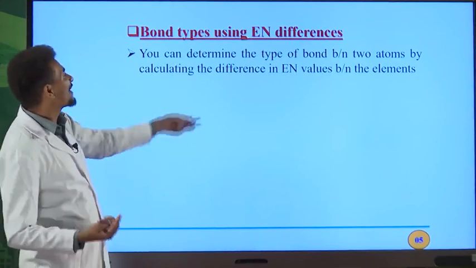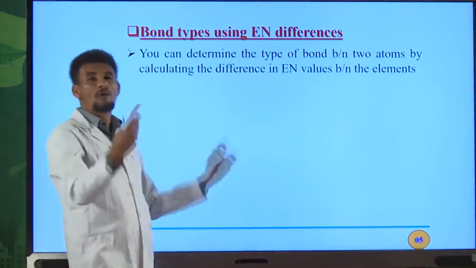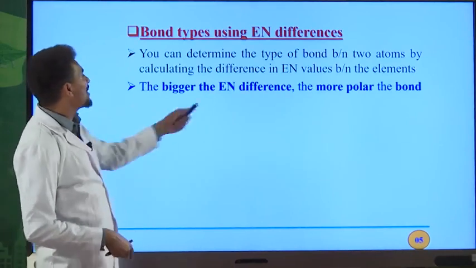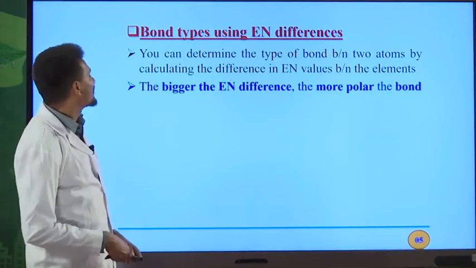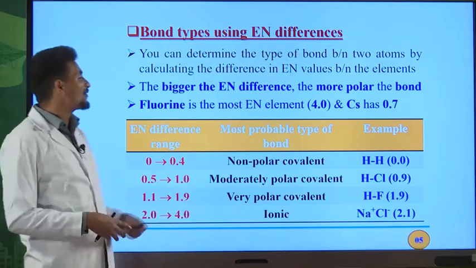Bond types using electronegativity difference. We can easily determine whether the bond is polar or non-polar by using the electronegativity. Let us see some examples. The bigger the electronegativity difference, the more polar the bond. Look at this table. The most electronegative element is fluorine, with an electronegativity value of 4.0, and the least electronegative element is cesium, with a value of 0.7. So the range of electronegativity is between 0.7 and 4.0 according to the Linus Pauling scale.